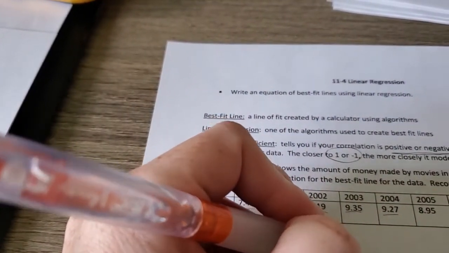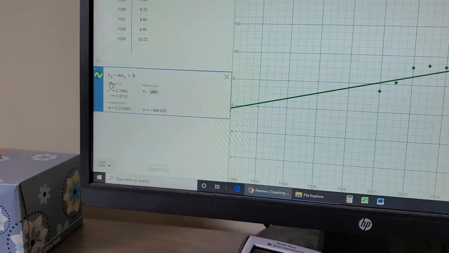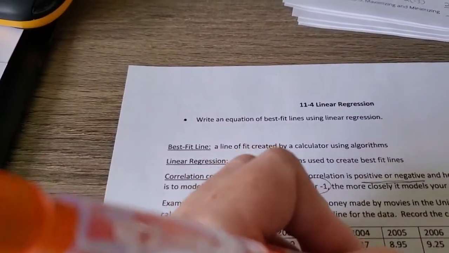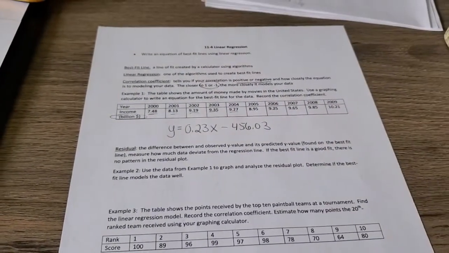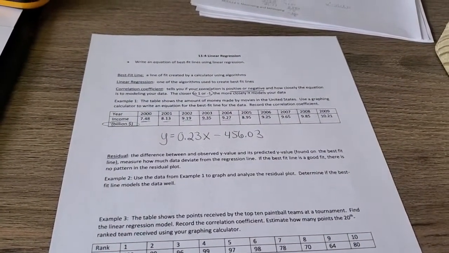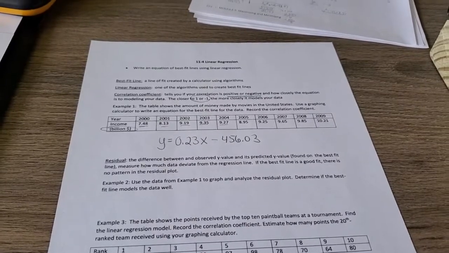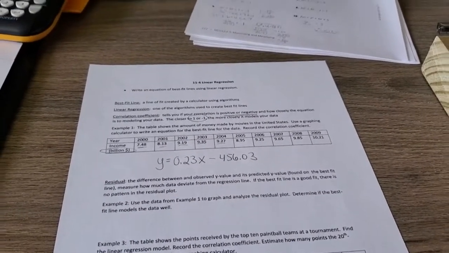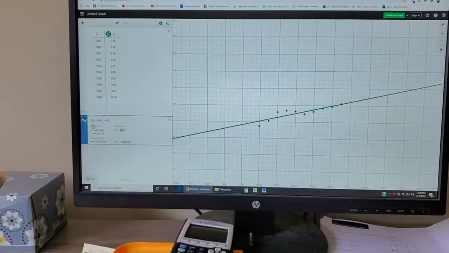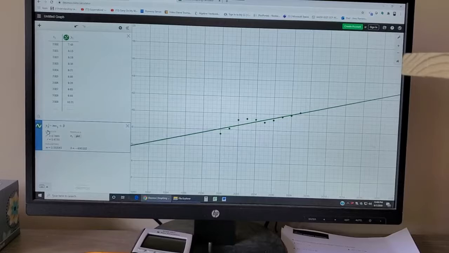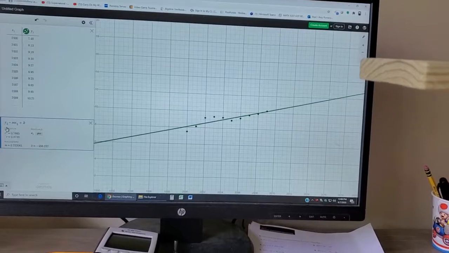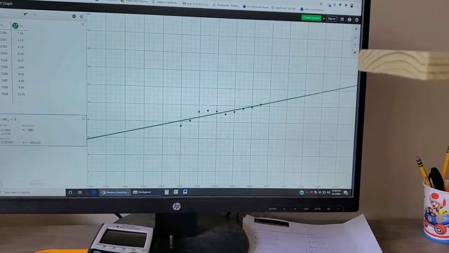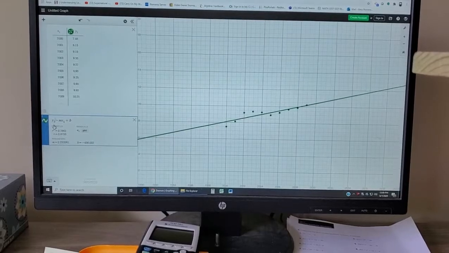So 0.23 x, and then the B is negative 456.03, so minus 456.03. You see how last week we were doing this calculation by ourselves, by picking 2 points and using point slope form. Now we're using the calculator to do it for us. Desmos calculates it for you. It draws the line in for you. You can see the information. You can see the best fit line. The calculator did all the work to figure out what line worked best, and it gave you the equation of the line right there.